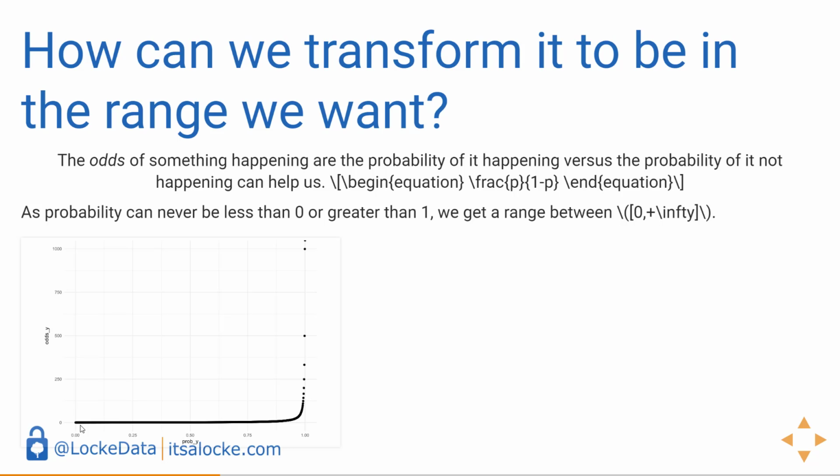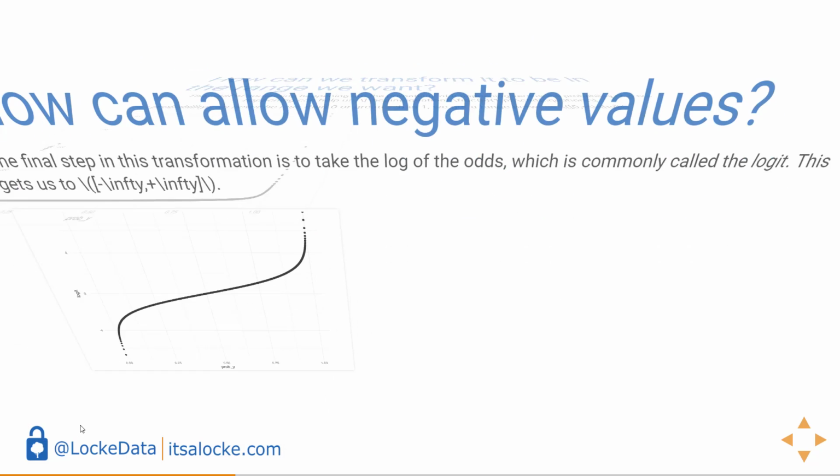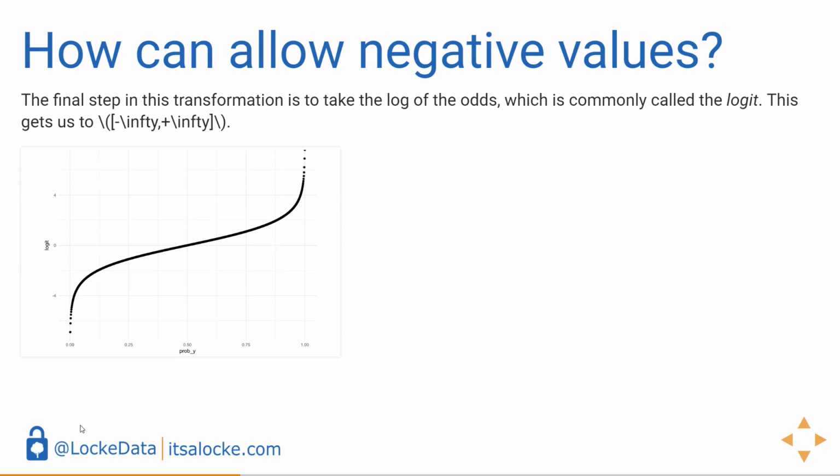So the thing that we can do to generate sensible negative values is take the log of these odds. So the logit is the common name for the log of the odds. And when we take the log of the odds, we then get values that go from minus infinity to plus infinity.